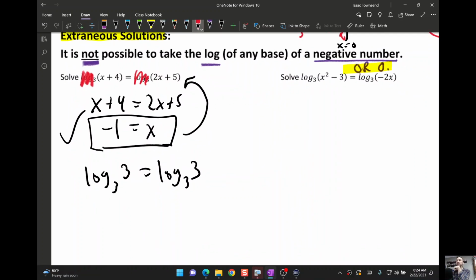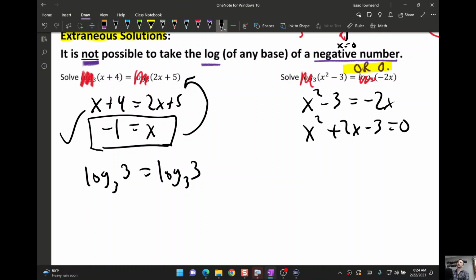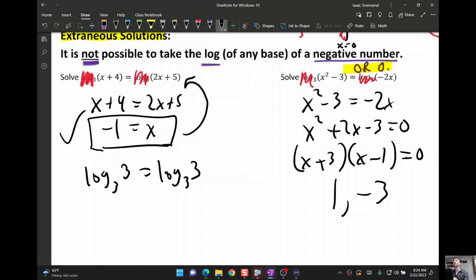Okay, over here, same thing, log base 3, that part's already balanced out. So we just need to make sure that we're taking the log of the same thing. So set the insides equal to each other. This is a quadratic, so I would put everything on one side set equal to 0. Hope that it factors, because that's the easiest way. And I think I get an answer of 1 and -3. But one of these may not work. Maybe neither of these work.